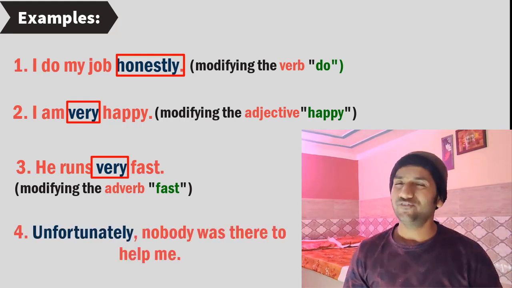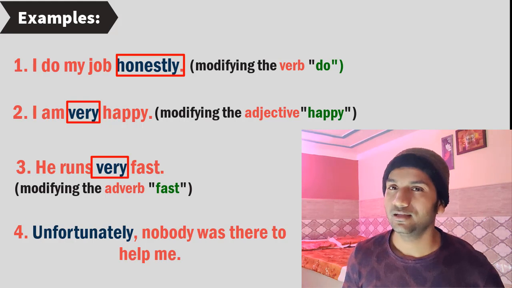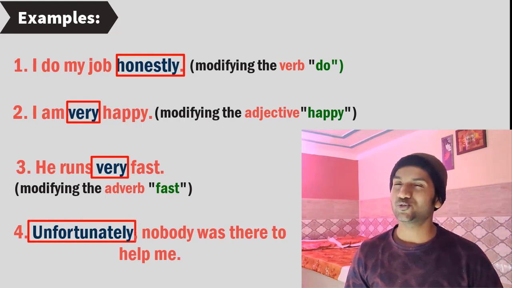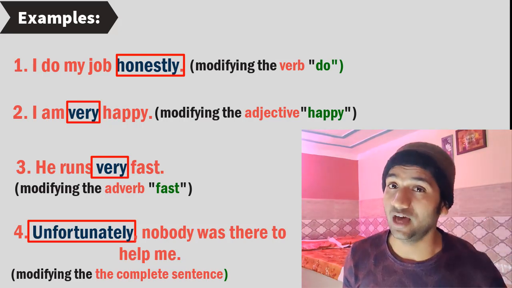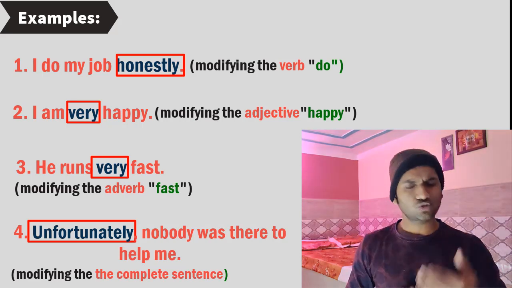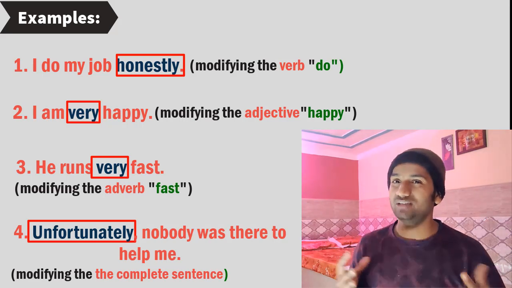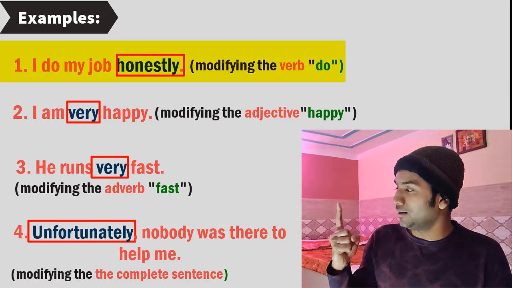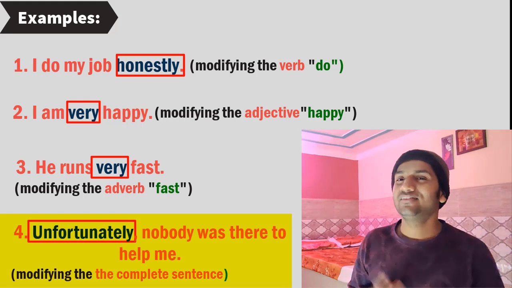Now, unfortunately, nobody was there to help me. So, unfortunately, here is also an adverb that is modifying this complete sentence. There was nobody to help me. Unfortunately, there was nobody to help me. So, it's commenting on the entire situation, modifying the entire sentence. So, that's how an adverb modifies a verb, an adjective, an adverb, and sometimes a complete sentence. These are the four things an adverb modifies, but it generally, most of the times, modifies a verb. As the name goes, adverb.